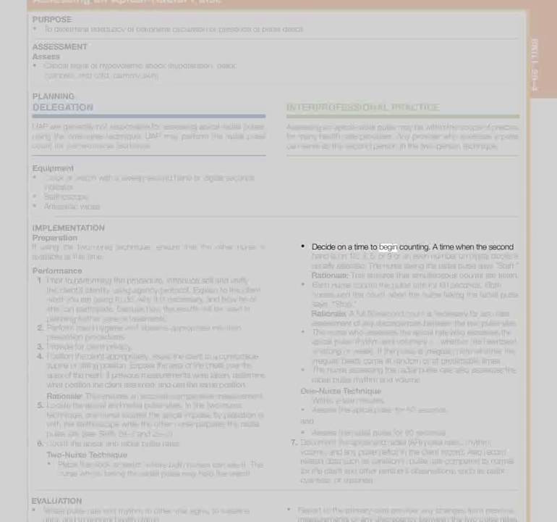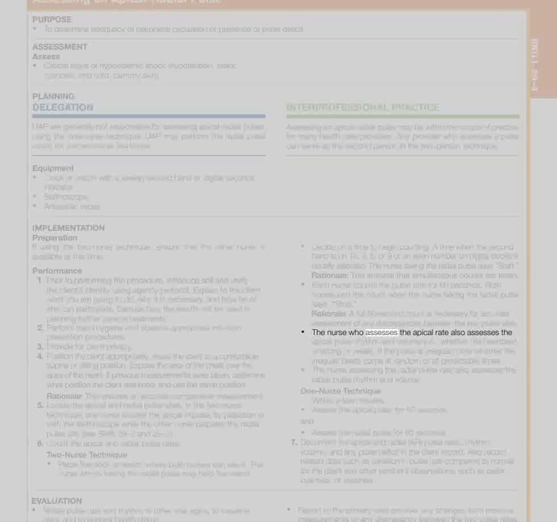Decide on a time to begin counting. A time when the second hand is on 12, 3, 6, or 9, or an even number on digital clocks is usually selected. The nurse taking the radial pulse says start. Rationale: this ensures that simultaneous counts are taken. Each nurse counts the pulse rate for 60 seconds. Both nurses end the count when the nurse taking the radial pulse says stop. Rationale: a full 60-second count is necessary for accurate assessment of any discrepancies between the two pulse sites.